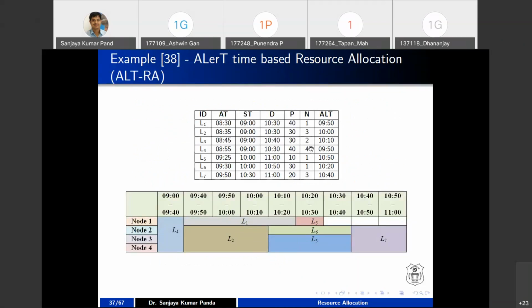L4 will come first because L4 is having the earliest deadline as well as the number of nodes required is 4, right? If there is a tie again, here it is 4, here let's say, instead of 1 it is 4, then you will follow the chronological order. Chronological means L1, right? Otherwise, you have to go through the number of nodes and act accordingly.